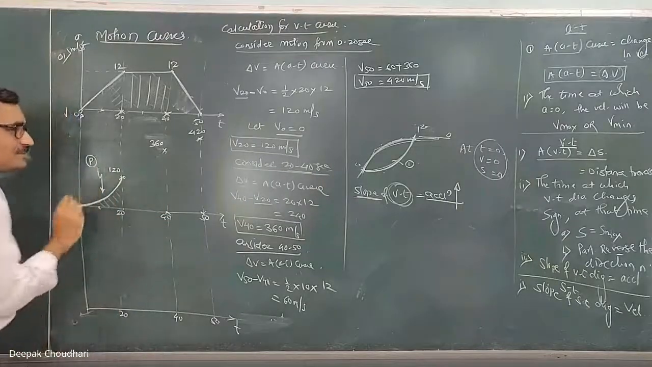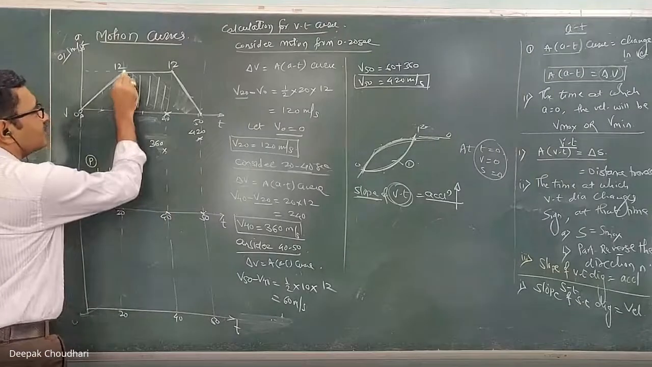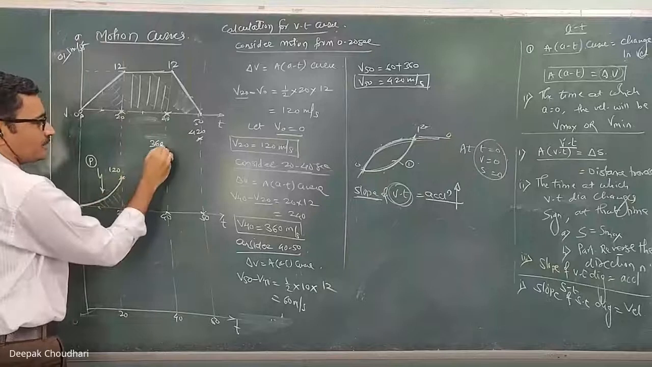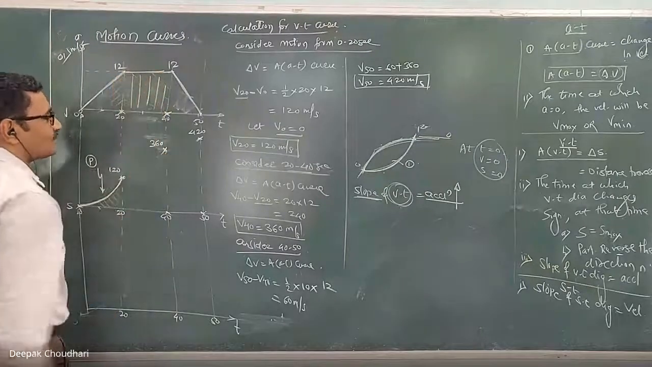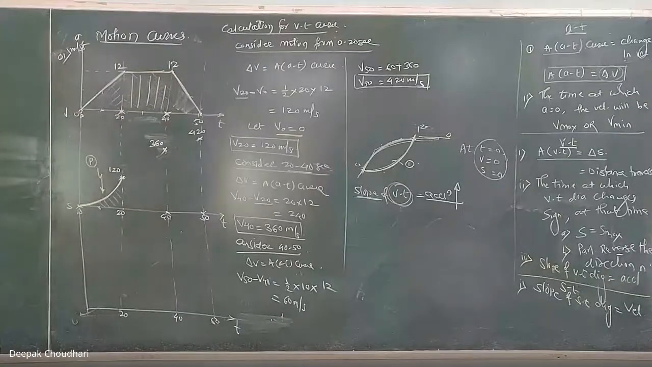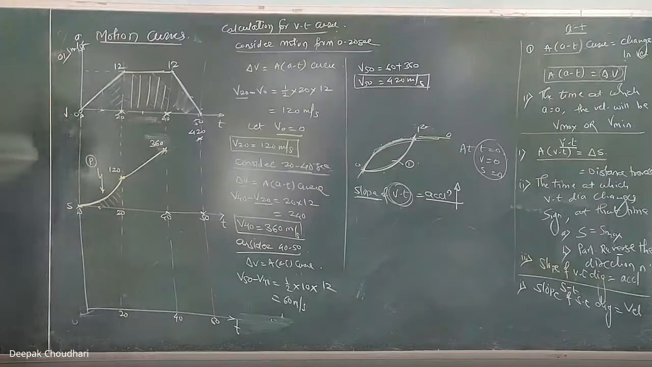ये सबको समझ में आया क्या? Okay. Now 20 to 40. Now we have to join these 2 points, 120 and 360. Now from 20 to 40, the AT diagram is a horizontal straight line. If AT diagram is a horizontal straight line, here the corresponding VT diagram will be 1 degree more. अगर ये horizontal straight line है तो ये inclined straight line आएगा, right?